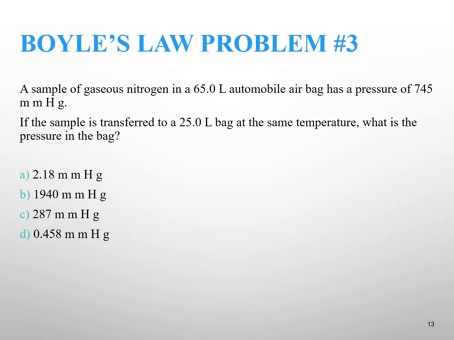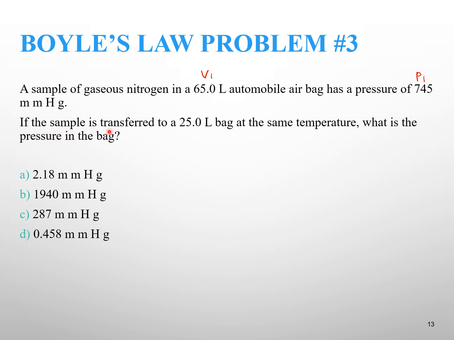Let's do a third problem here. The third problem says you have gaseous nitrogen, so N2 gas, and it's 65.0 liters. Okay, so let's take a look. This here is going to be the first volume, so this is V1, and this is going to be P1. 745 millimeters mercury is my first pressure. 65 liters is my first volume.